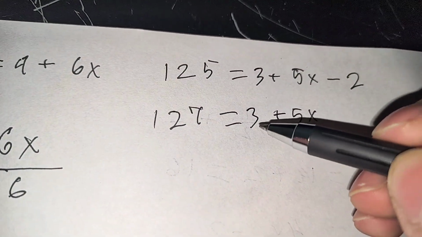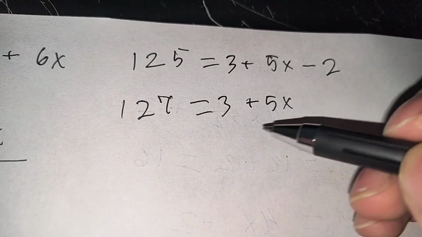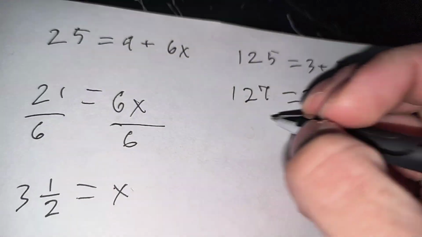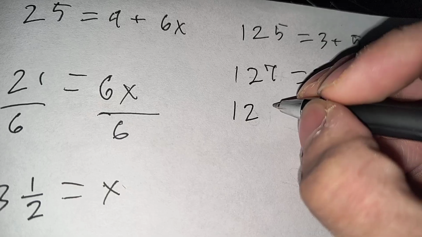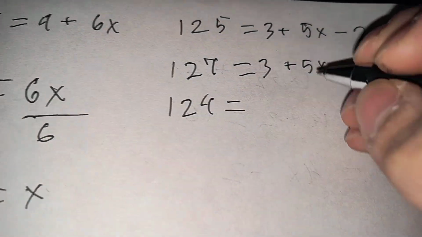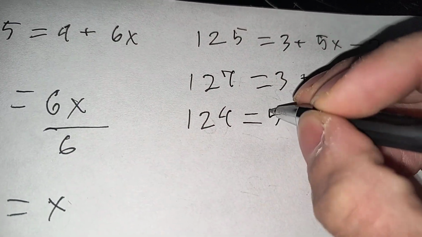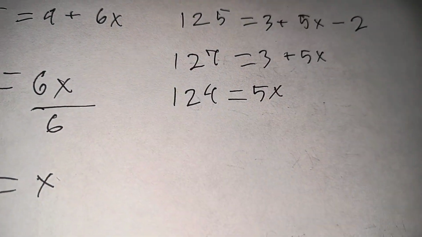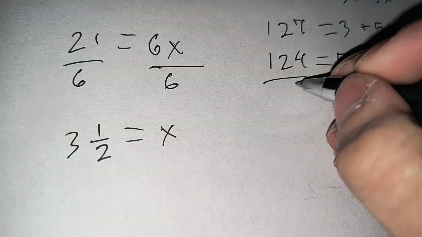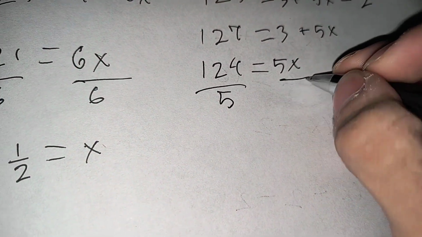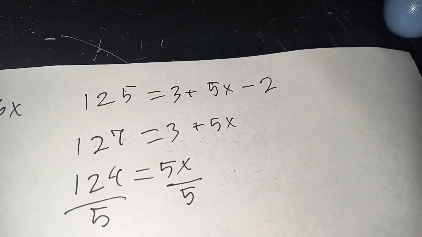And since we're adding 3 here, we're going to subtract the 3 from both sides. So subtracting 3 from both sides will give us 124 is equal to 5x. And then we divide both sides by 5, because we're just doing the opposite, and then removing 1.